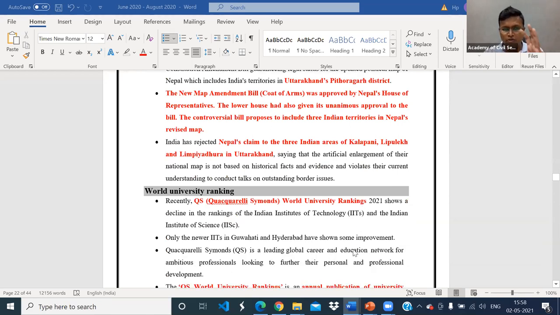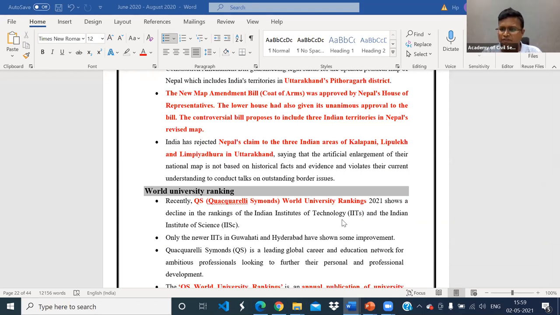Next one, World University Ranking. Every year, the most accepted World University Ranking is published by a publication or a journal or a magazine named QS. QS stands for Quacquarelli Symonds. It is, I think, some Greek or German or French, I don't know which language it is. Anyway, it has given the World University Ranking for this year, the 2021 ranking.